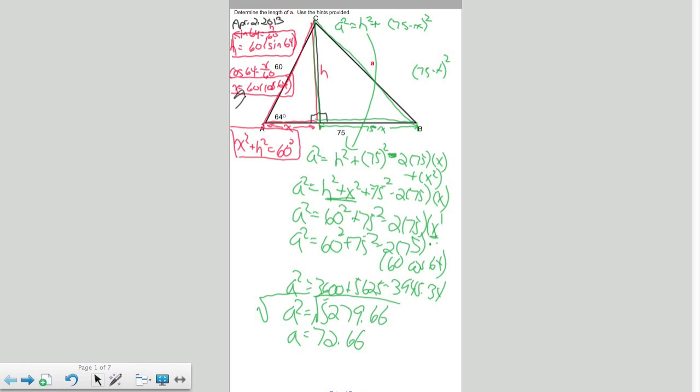Any questions along those steps? There were quite a few steps. What does this part say? Like the 4 going down? Down here? Yes. So I get a squared is equal to 60 squared plus 75 squared minus 2 times 75 times, I couldn't fit it on the same line, times 60 times the cos of 64. Because what I did was replace x with what was up here, which was 60 times the cos of 64.